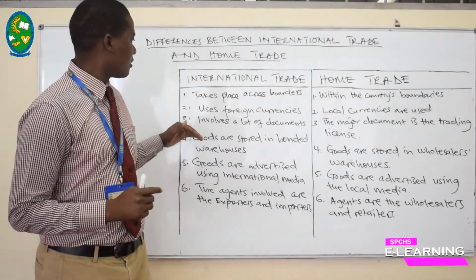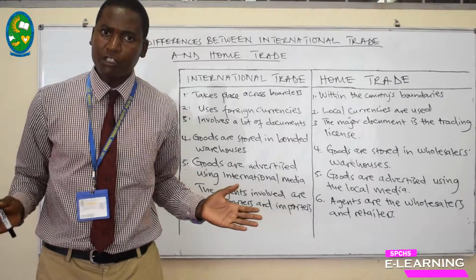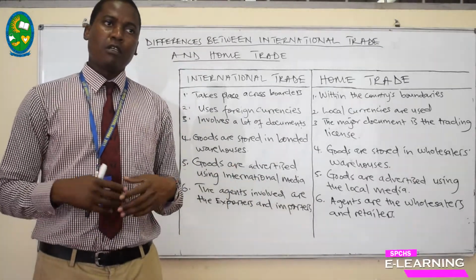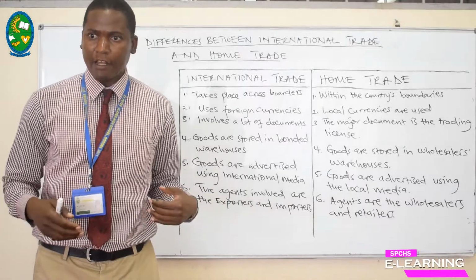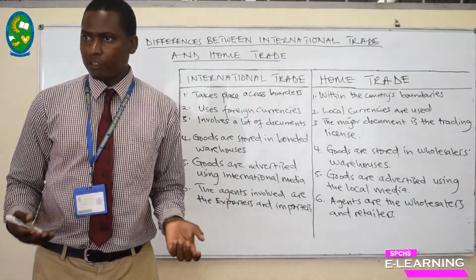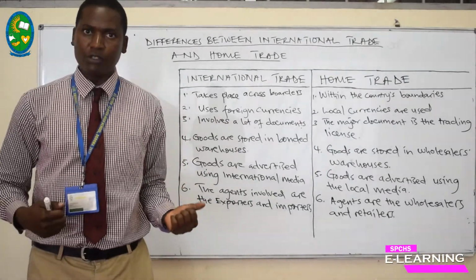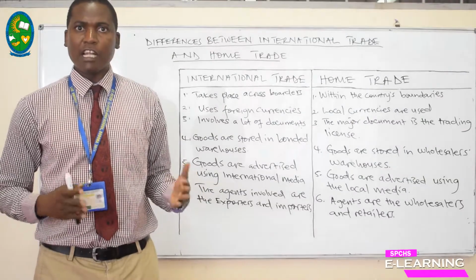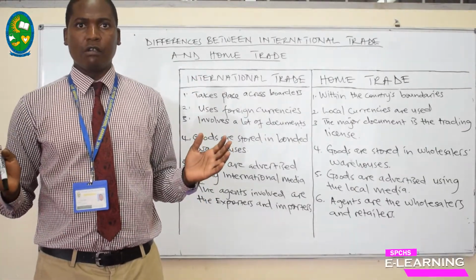We understand that international trade takes place across borders. There are so many countries which are involved. Therefore, traders have to move from one country to another. For example, a trader can move from Tanzania to Kenya. A trader can travel to China to buy goods and bring them to Tanzania. That means the trader will have crossed the country's boundaries.